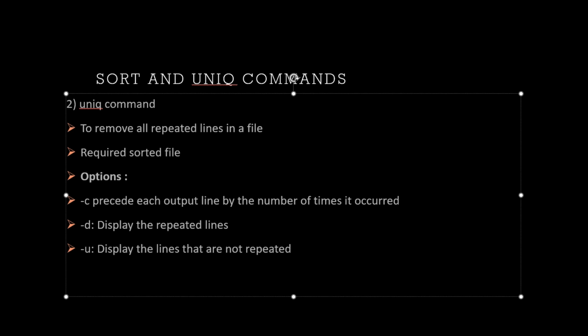So now we will move to talk about the uniq command. This command is used for removing repeated lines in a file, and it requires a sorted file. So sometimes we need to use sort before using the uniq command. Some options we can use with uniq: -c precedes each output line by the number of times it occurred. -d displays the repeated lines. -u displays the lines that are not repeated, and we will see in the example now.